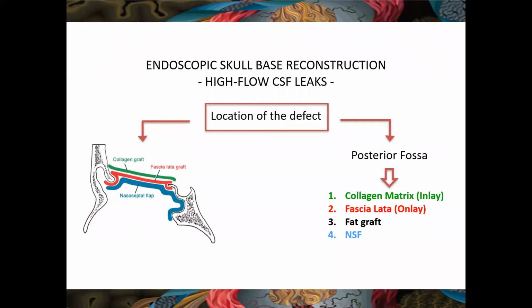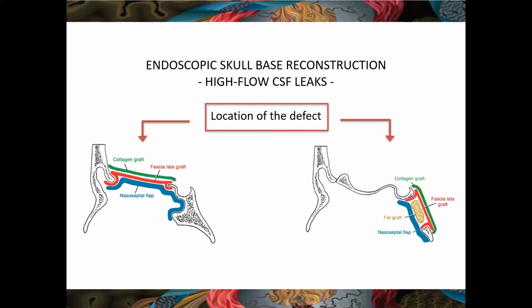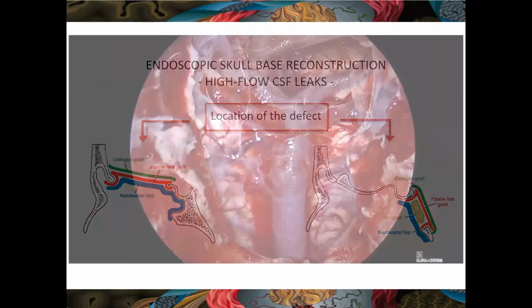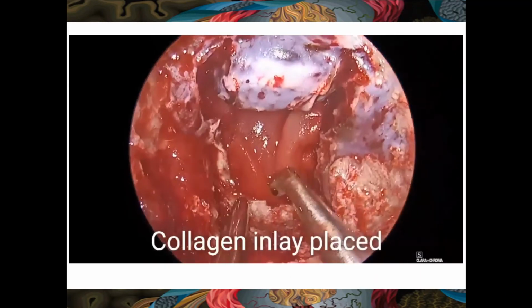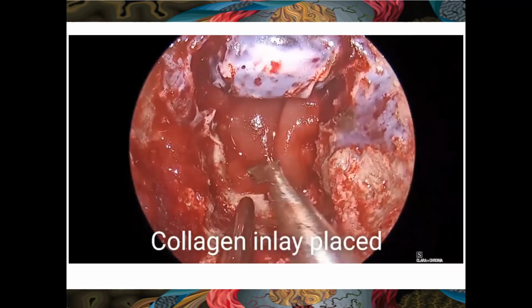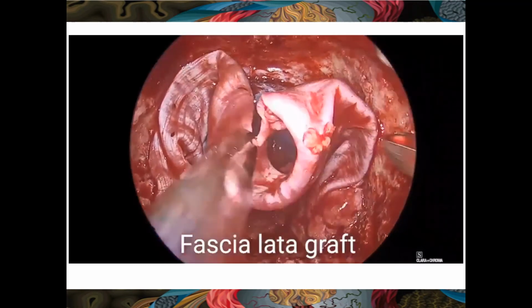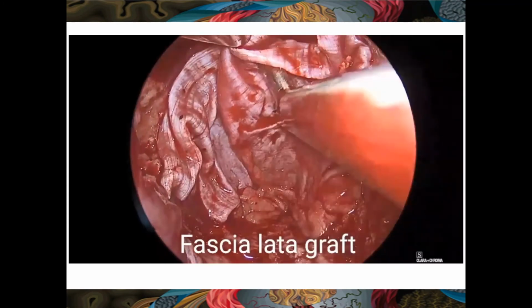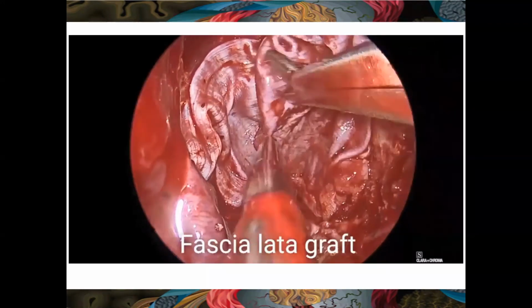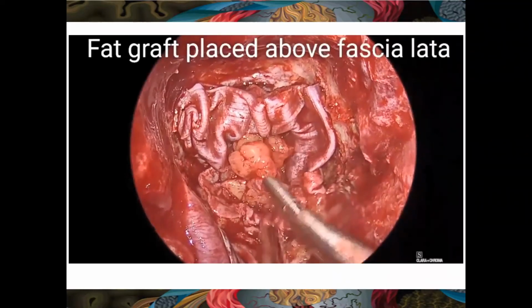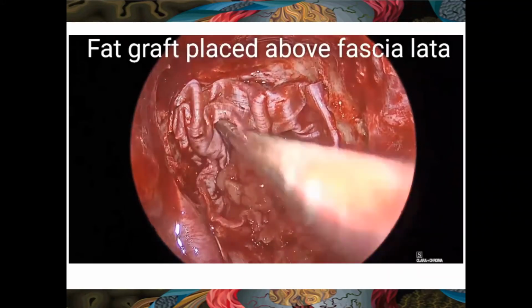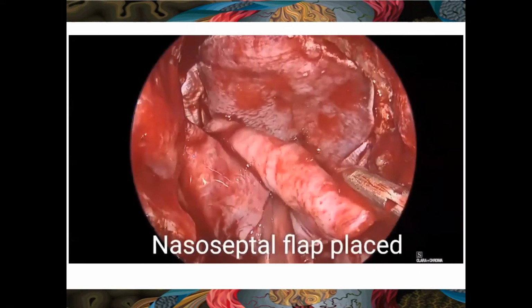Here's an example of an anterior skull base reconstruction and a posterior skull base reconstruction. Here's just a quick video demonstrating a posterior skull base reconstruction. So here's the collagen inlay, followed by a fascia lata graft. This was for chordoma. We then add a fat graft. And then lastly, we add a nasal septal flap, as you can see here.